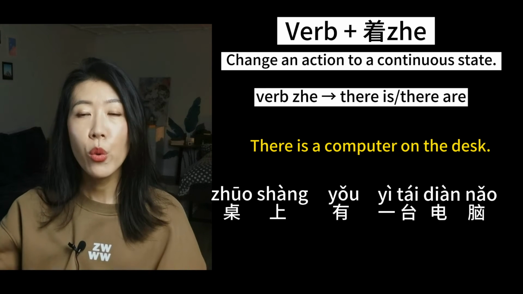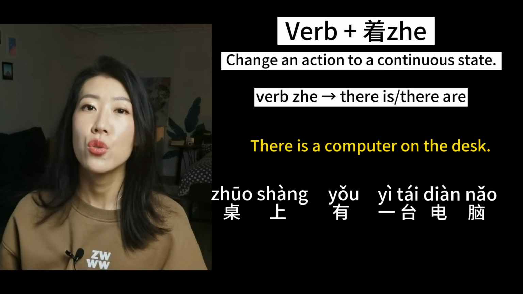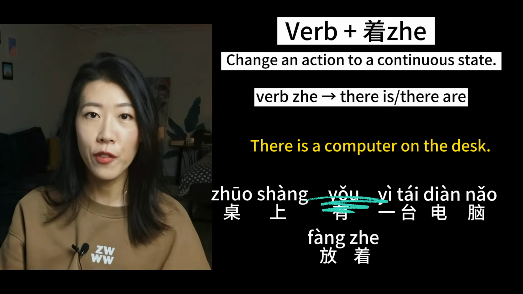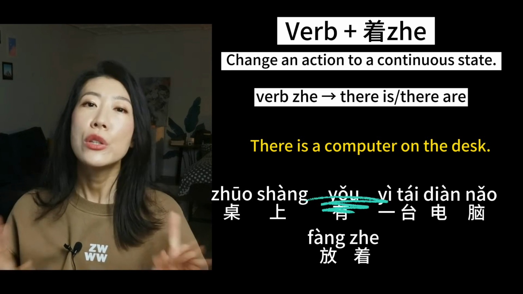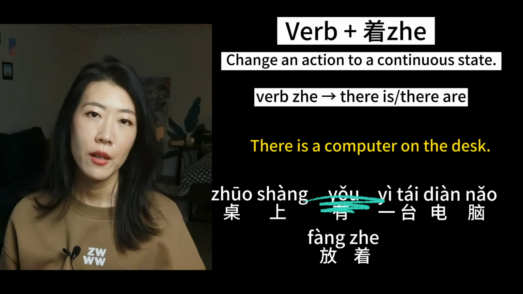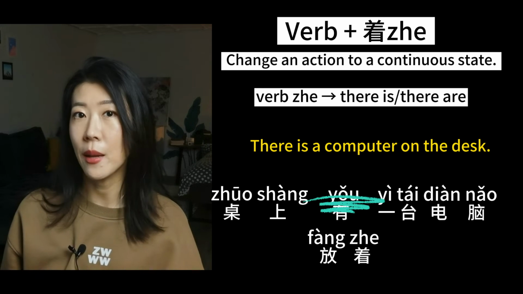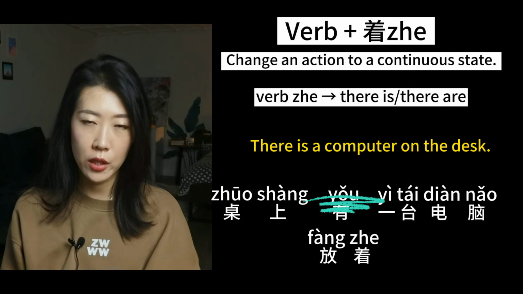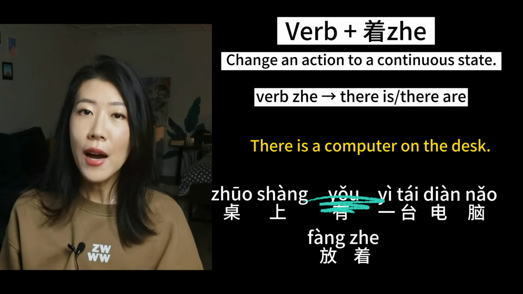Now, if we want to make a fancy expression, then we can say 桌上放着一台电脑. We use 放 verb 着 to replace 有. We don't know who put the computer there, but the computer must be put on the desk by somebody. We use 放. 放 is a very general word to express put. So we can say 桌上放着一台电脑.